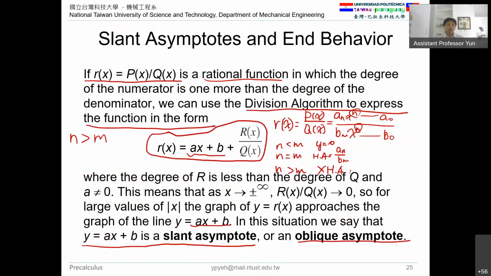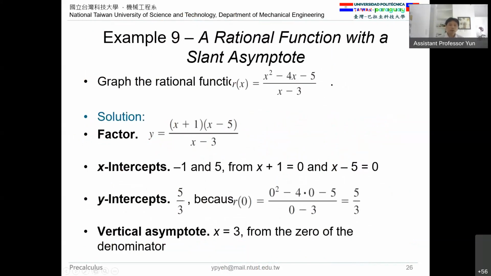Okay, so that's called the slant asymptote, also called the oblique asymptote. So here we give an example of this function, r of x equal to x squared minus 4x minus 5, divided by x minus 3 in the denominator. So the first step is factoring, which the numerator becomes x plus 1 times x minus 5, and the denominator is x minus 3.